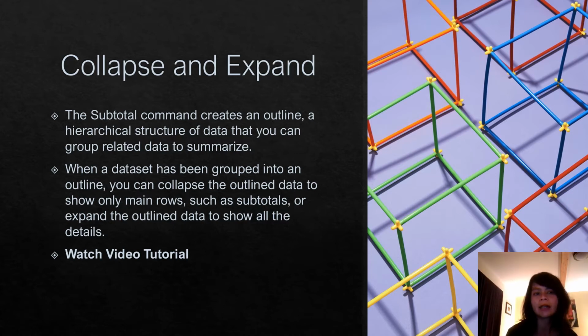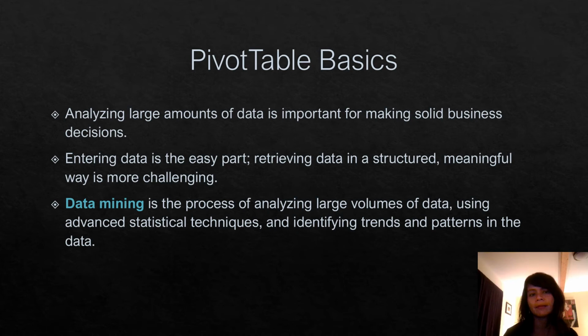This slide is on collapsing and expanding. When a data set has been grouped into an outline, you can collapse the outline data to show only the main rows like the subtotals, or you can expand the outline data to show all the details. At this point, I would like you to go and watch the video tutorials. You can pause this PowerPoint video here and refer to your video tutorials folder, and in there please watch your first video tutorial, and when you're done, you can come back to this PowerPoint.